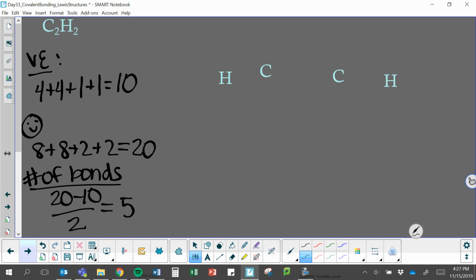So we have 4 different elements this time. So our hydrogens are always going to go on the outside. That's another little trick about hydrogens. They're always going to go on the outside. They're never going to go on the inside because they only have 1 electron. It's only 1 binding place. Carbon has 4 electrons, and we have 2 different carbons, so it doesn't really matter which one we pick as our central atom.